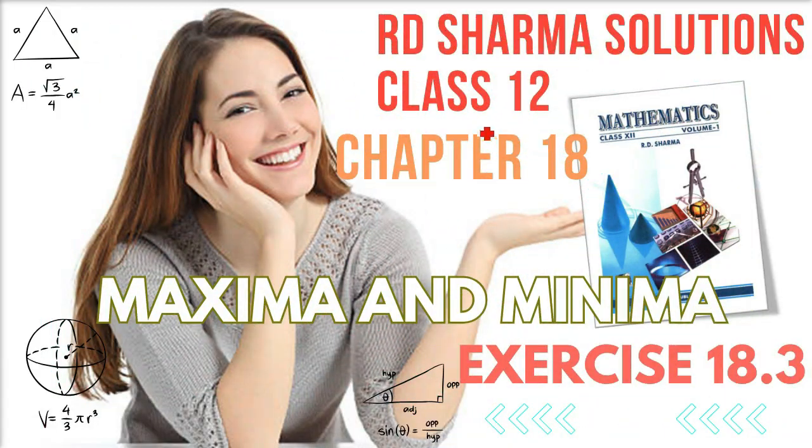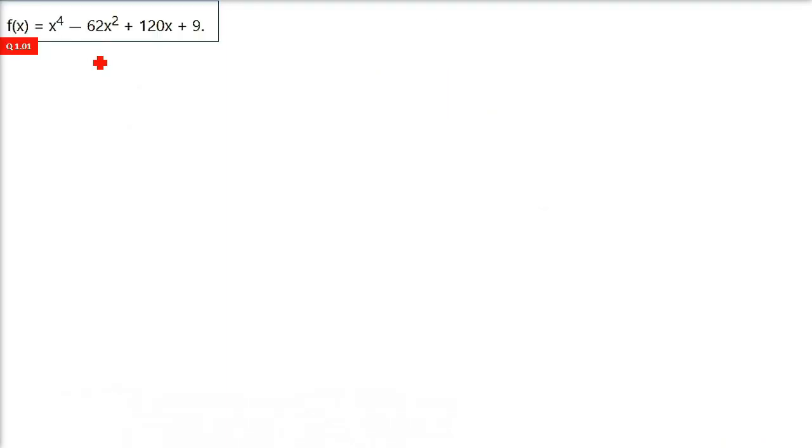This is R.D. Sharma Solution Class 12 Chapter 18 Maxima and Minima. Exercise is 18.3. Now before we go ahead to solve this question, my submission is that how our previous exercise or previous discussion, we have come to a simplified version of same solution.